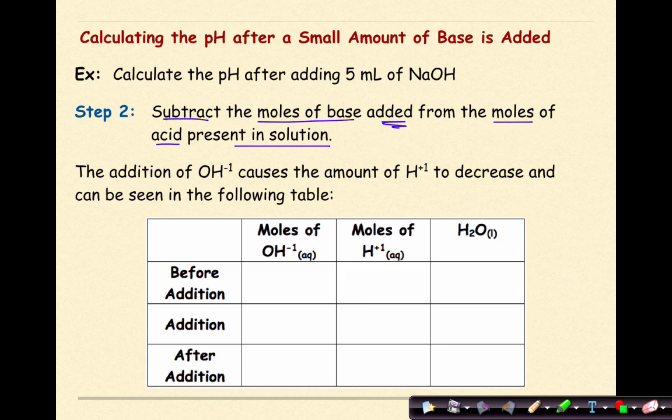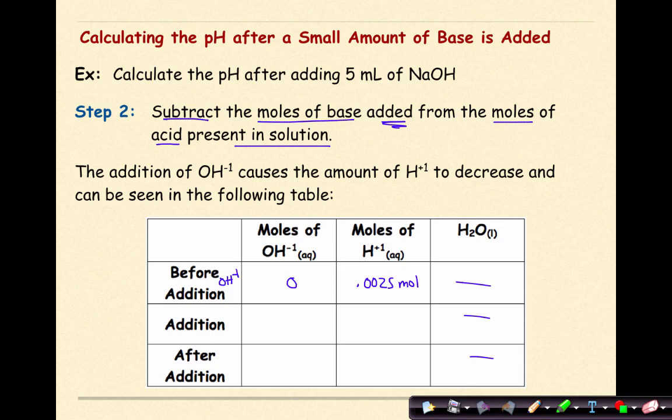Step 2: subtract the moles of base added from the moles of acid present in the solution. If you recall, at the very beginning, we calculated the moles of acid. And again, as we go through this process, we're going to be constantly referring back to that moles of acid. Before the addition of the hydroxide ions, we have 0 moles of hydroxide, and we start out with 0.0025 moles of hydrogen ions in our solution. Water's in there, but we're not going to take water into account.